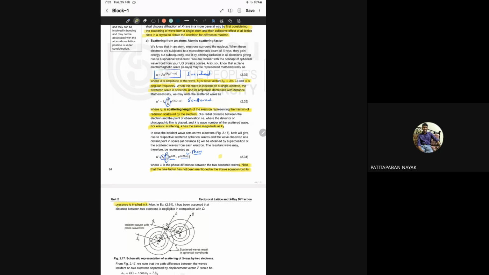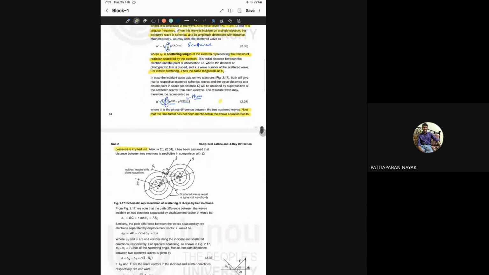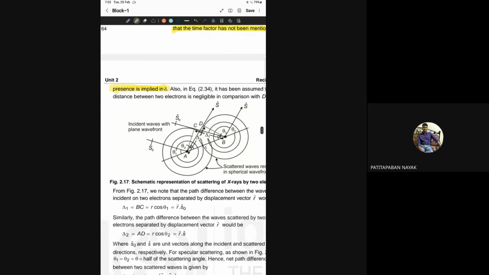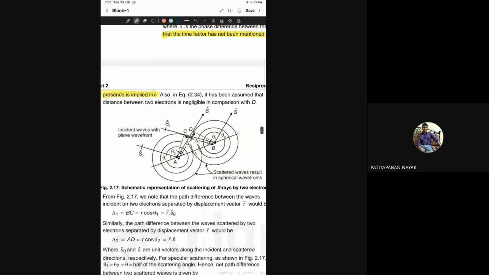Alright. Now if we look at this diagram, what is delta 1 and what is delta 2? Delta 1 is equal to BC. And delta 2, I guess all of you have gone through in optics, the Huygens reconstruction or Huygens principle.